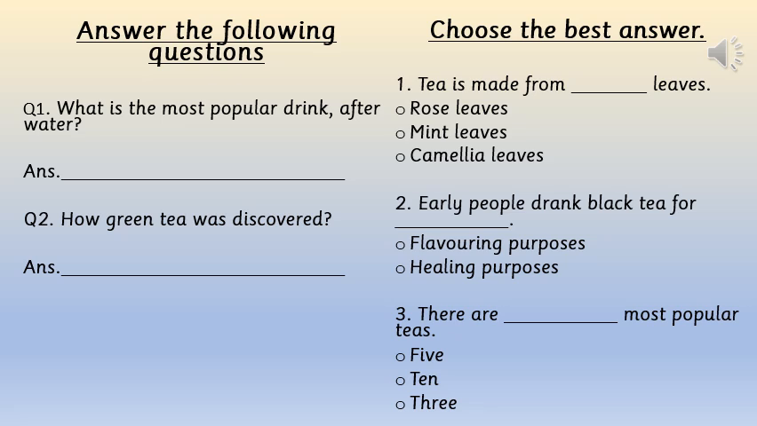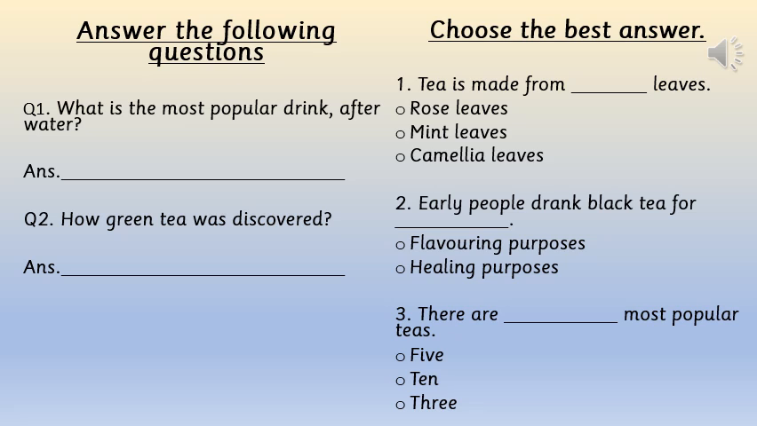Let's see how much you understood this useful information. What is the most popular drink after water? You have to answer this question. Number 2, how green tea was discovered? What was the experiment which the Chinese people did, and as a result, what drink came out? It's a story. You just go back to the passage, you'll come to know. Choose the best answer. There are 3 options given to you.